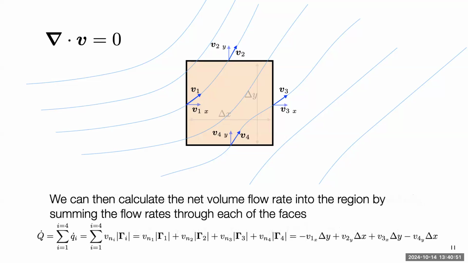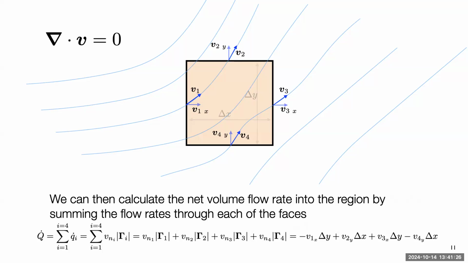So if I want to calculate the net volume flow into this square, I can sum over the 4 faces. So this summation in the bottom corner here, I'm summing over the 4 faces of this q dot, my volume flow rate. And so that's the normal velocity by the area of that face. So I can write that as the normal velocity of face 1 by the area of face 1 plus 2 by 2 plus 3 by 3 plus 4 by 4. So 4 components.